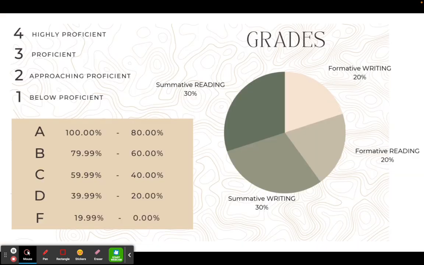These are how the grades are broken down. Summative reading is 30%. Summative writing is 30%. So both reading and writing summatives are worth 60% of your grade.